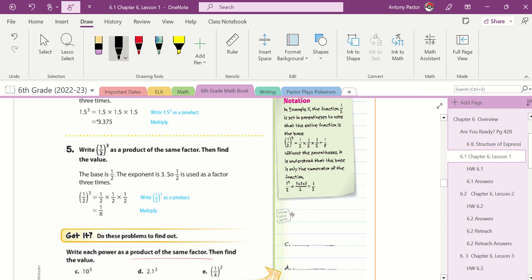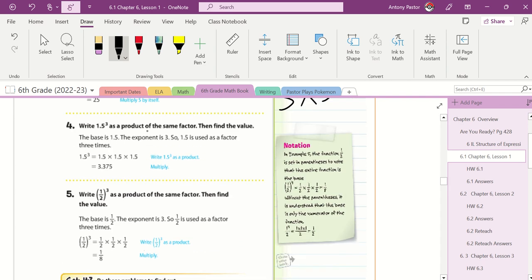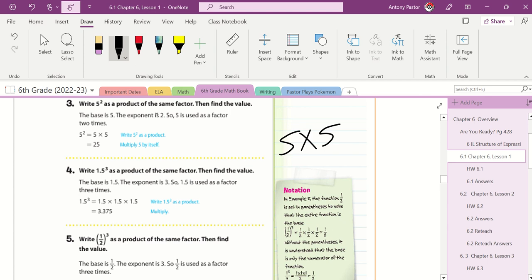1.5 to the power of 3 is just 1.5 times 1.5 times 1.5. 1.5 times itself 3 times. Now, please be aware that you need to read the directions, because if it asks you just to write it as a product of the same factor and then find the value, you're going to have to do that second part. So over here, we didn't solve.